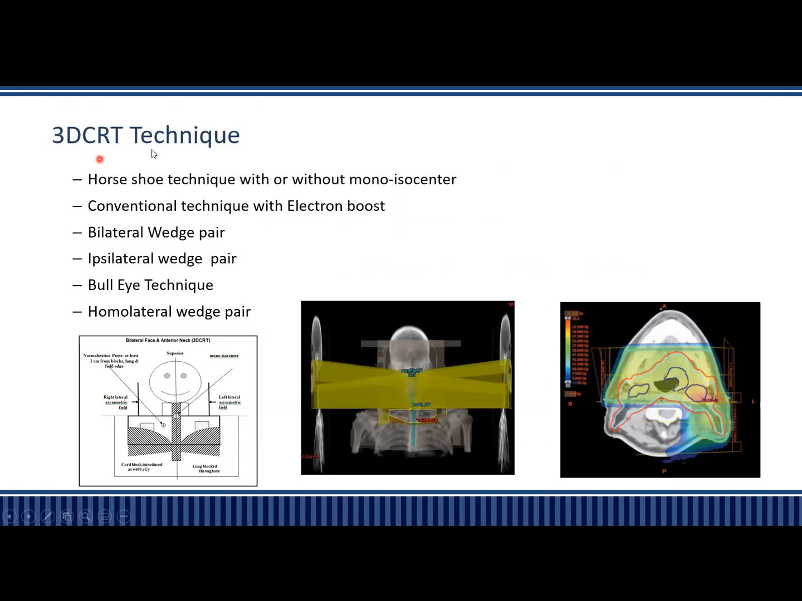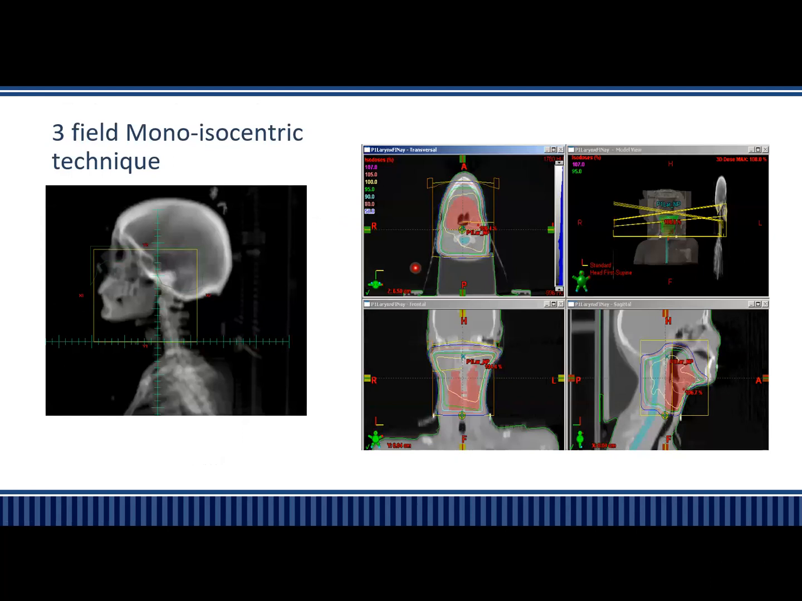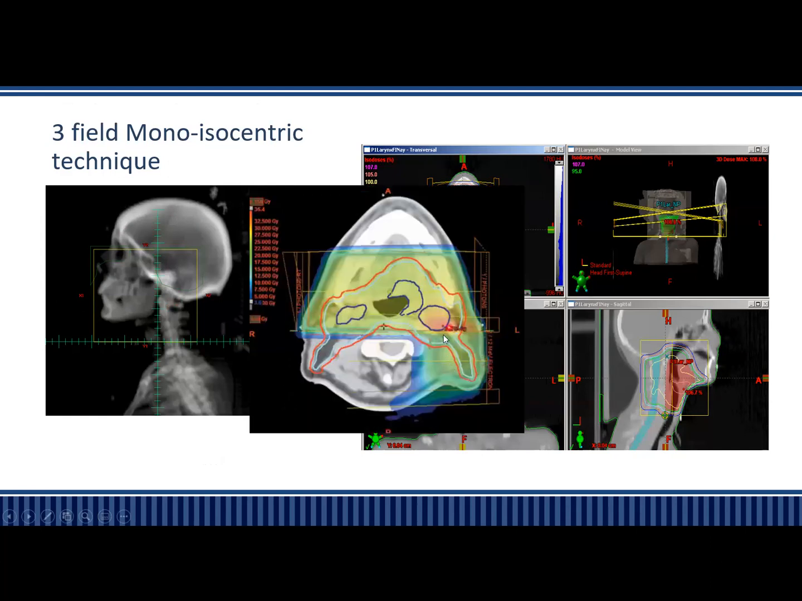3D CRT techniques, and you may be aware of these techniques. This is a bookish thing, and we also apply these things in our clinics. And this is the simple 3D mono isocentric, three-field mono isocentric technique with the electron boost. So one has to be aware of the electron boost when you insert it along with the phase 2 volume. The hotspot will always be on the photon treatment site.